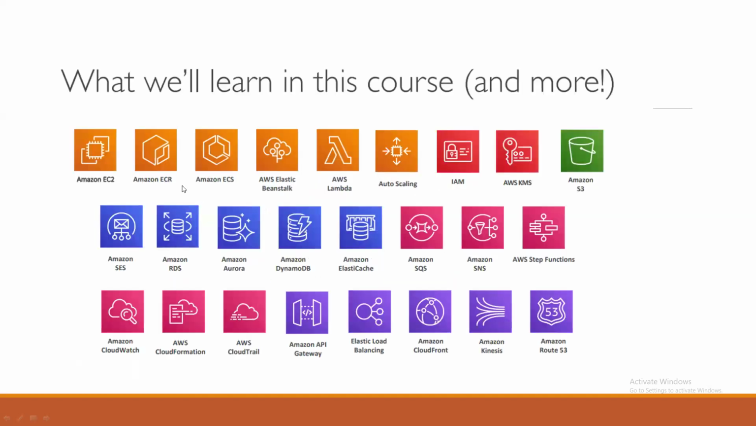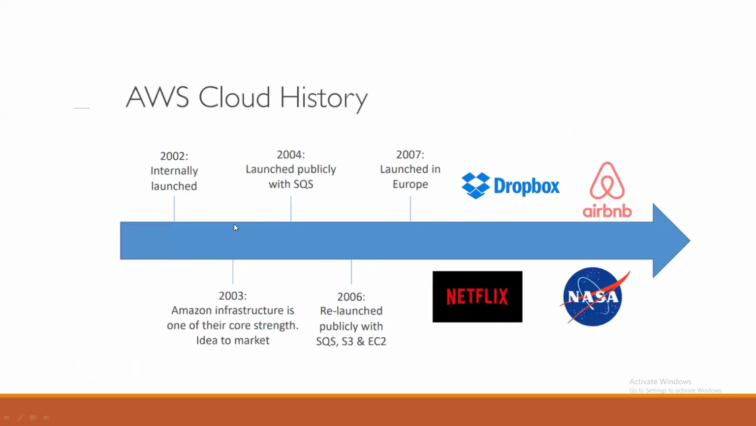Okay. Yeah, so what we will learn in this course: we will learn the AWS Cloud history. In 2002, internally launched; 2003, Amazon infrastructure is one of the core strengths, the idea to market.